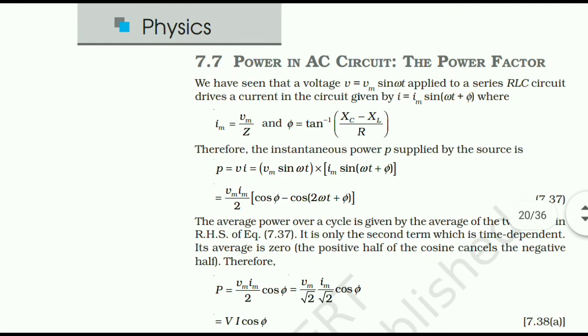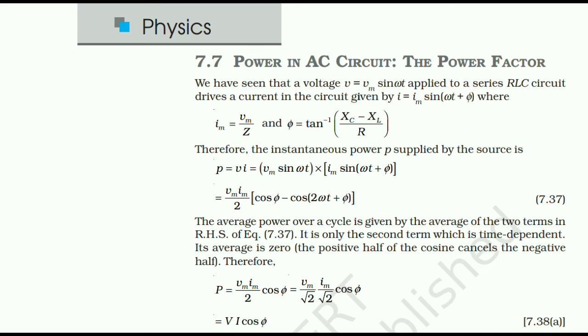7.7 Power factor in an AC circuit. We have seen that the voltage v = vm sin ωt applied to a series RLC circuit drives a current in the circuit given by i = im sin(ωt + φ), where im = vm/Z and φ = tan⁻¹((Xc − XL)/R).